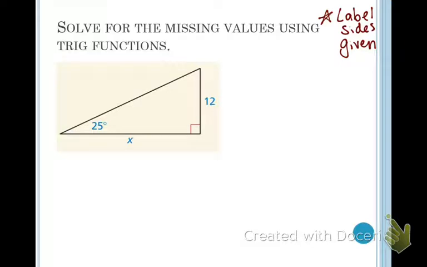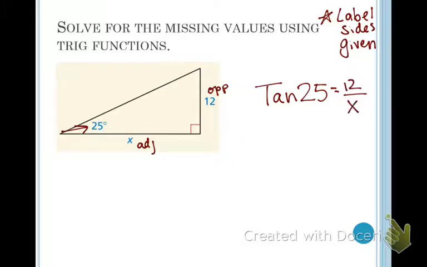We're going to label them, but yes, it's okay. You're ahead of me. From 25, what kind of side is it? 12? Opposite, and x is? Adjacent. So which trig function are we going to use? Tangent. Tangent from what angle? 25. And it equals the opposite, 12, over the adjacent x.